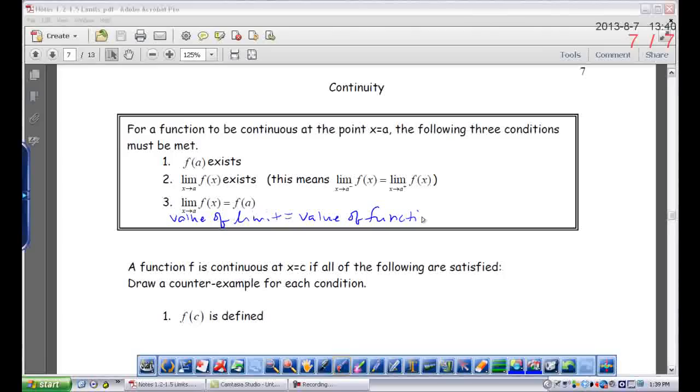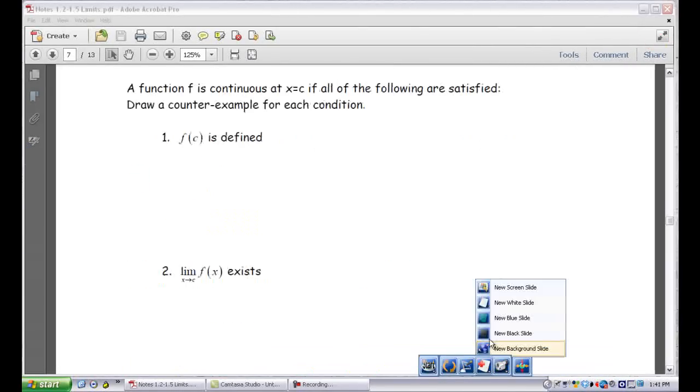And anytime you see anything about continuity, you're going to have to, on your paper, discuss these 3 points right here. All right, to start off, what I want to do is go through these 3 conditions and give you a counterexample for each condition. So for each of these 3 conditions for continuity, we're going to do a counterexample. So I'm going to draw a picture of what would make that not true.